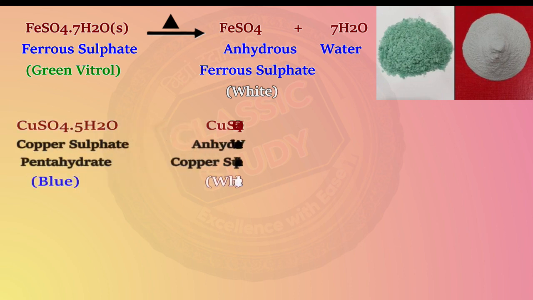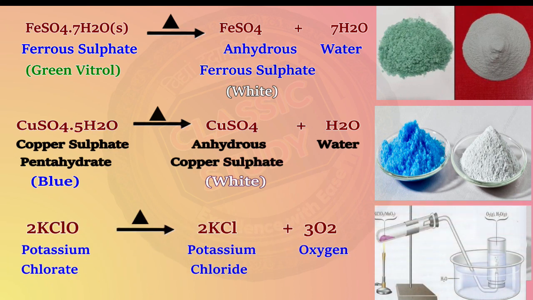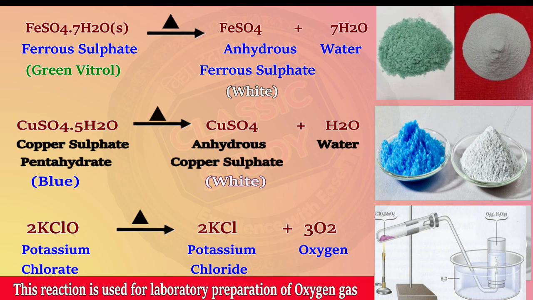Next, CuSO4.5H2O, which is pentahydrate copper sulfate, blue in color, undergoes thermal decomposition to give CuSO4, anhydrous copper sulfate, white in color, plus water. Next reaction, potassium chlorate, 2KClO3, undergoes thermal decomposition to give 2KCl, potassium chloride, plus oxygen. This reaction produces oxygen and it is used for preparation of oxygen gas in laboratories.